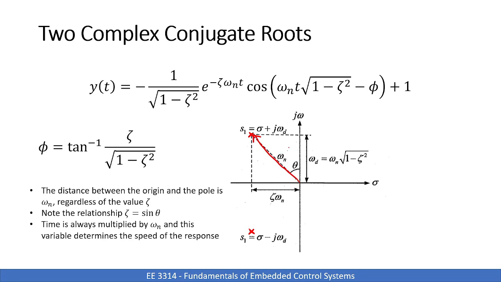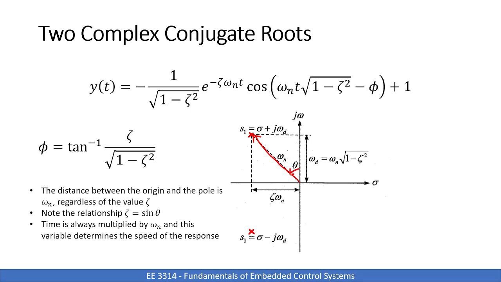And really, we can draw some conclusions about what our response is going to look like, depending on this angle theta. So where this pole is in this plane, if it's very close to this j omega axis, this theta is going to be very small. That means that our zeta omega n, which is this distance here, is going to be very small. So we'll be able to draw some general conclusions from just the location of these complex conjugate poles.